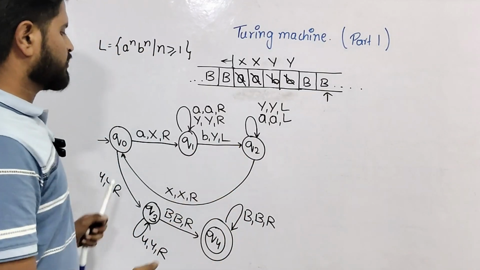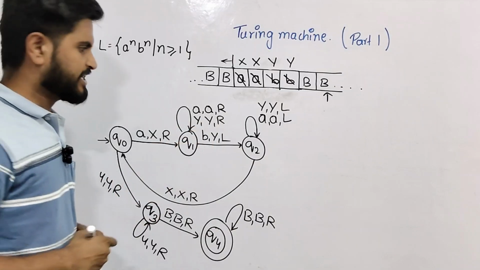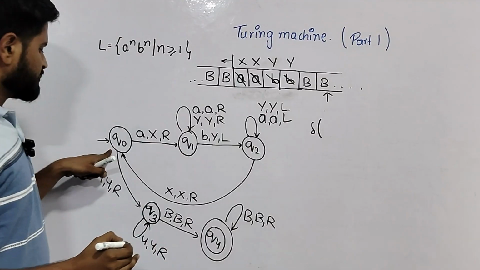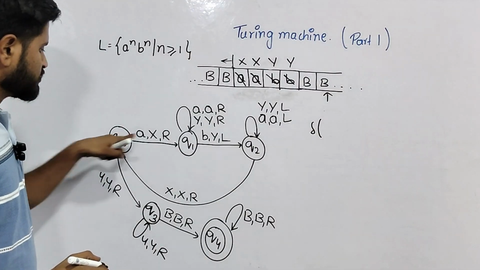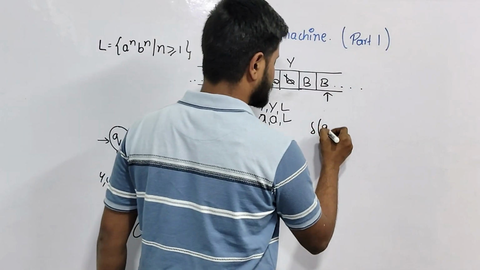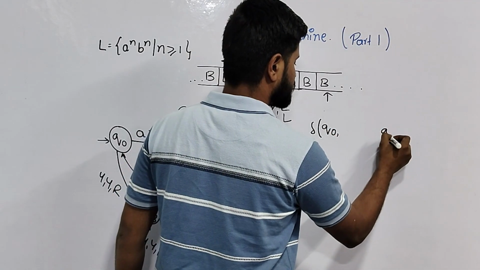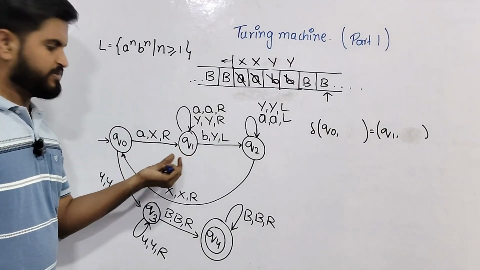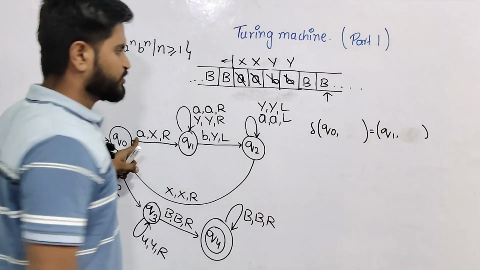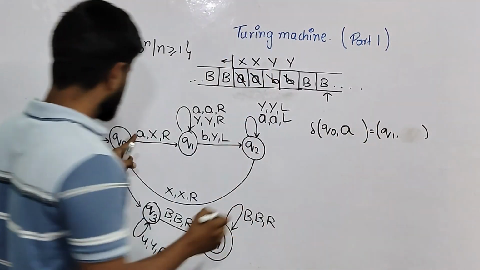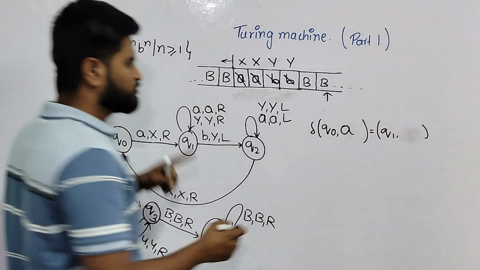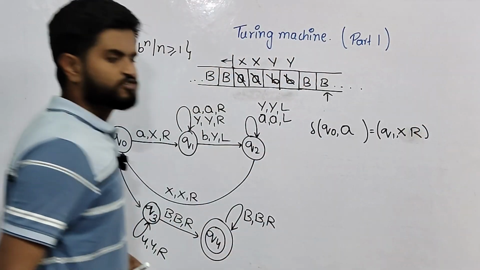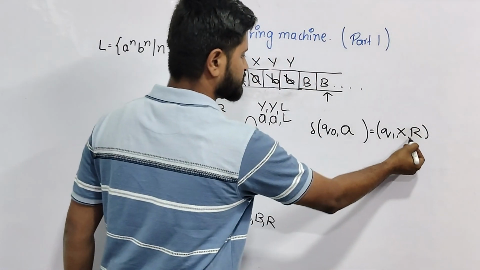Now let's write the transitions. How will we write them? Now I am moving from the starting state, so you must write Q0 to Q1. From Q0 to Q1, when I give A as the input, it replaced A as X and moved towards the right side. Like this you must write, so just put a comma here.